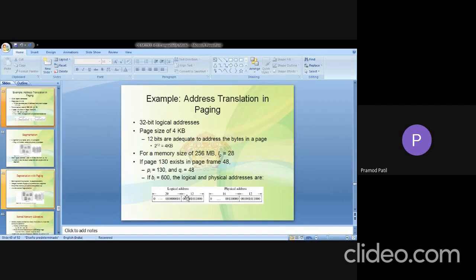The logical and physical address, how we are going to give it is like this. Here it is given the physical address and here it is the logical address. So the logical address length total is, you can see, 32, and the physical address length is 28. The physical address is 16 plus 12, so it is 28, whereas this is 32. That's why we are going to get the logical address more compared to the physical address.